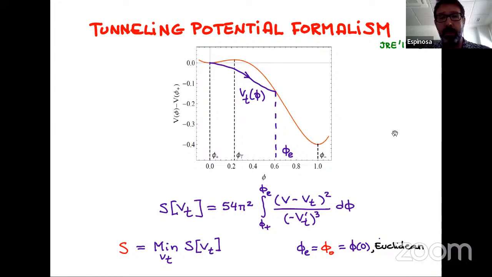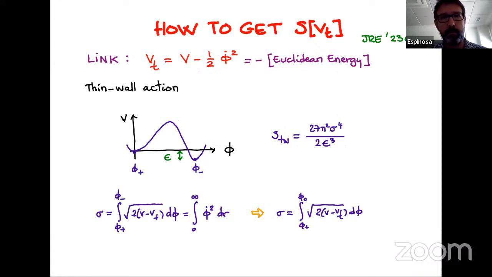Okay. So if everything is clear, I will just give you a possible derivation of this action functional. There are several ways of deriving this equation that I brought here. I will give you one that is particularly appealing and simple. So in order to do this, I need a link between the tunneling potential formalism and the Euclidean formalism. And then you can show that this link is given by this formula here. So this is not the definition of the tunneling potential, but a link between the two formalisms.